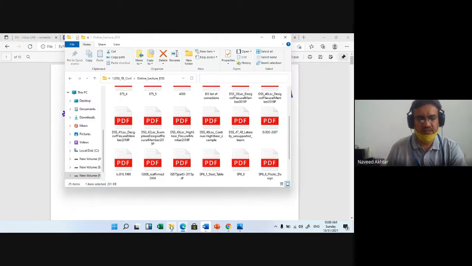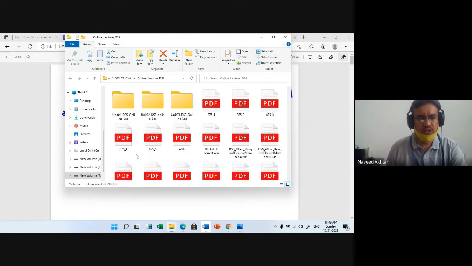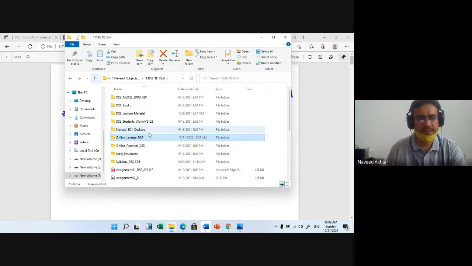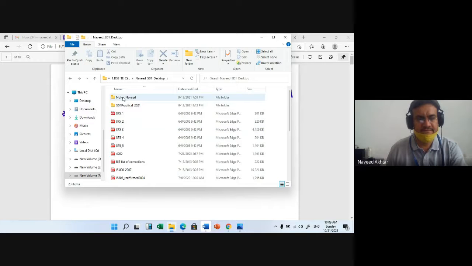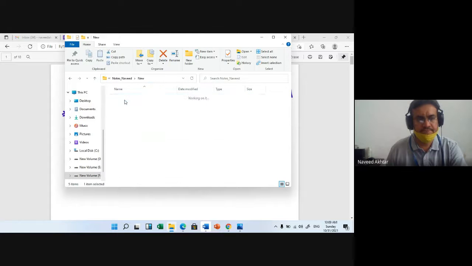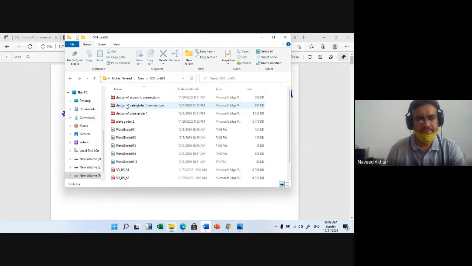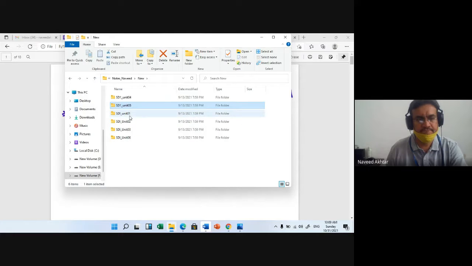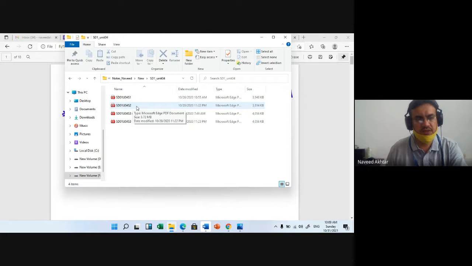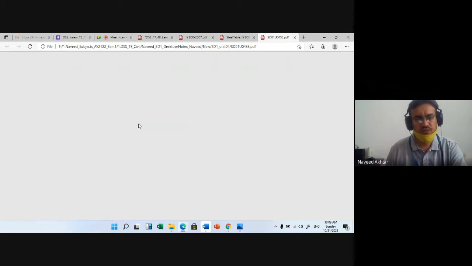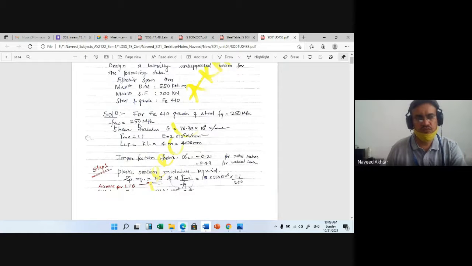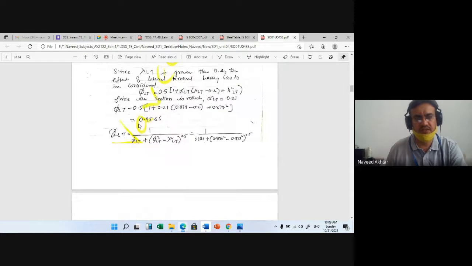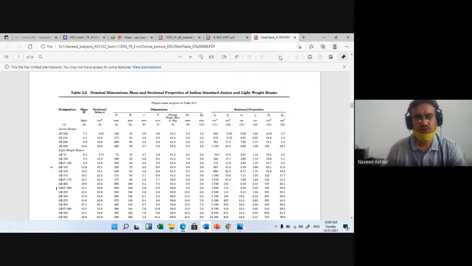Okay, so we'll see some theory regarding the design of a laterally unsupported beam. We'll solve the example.